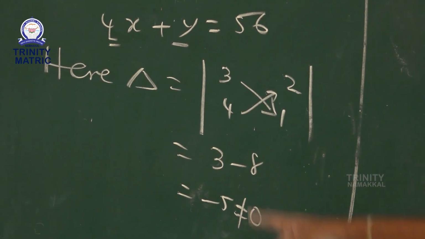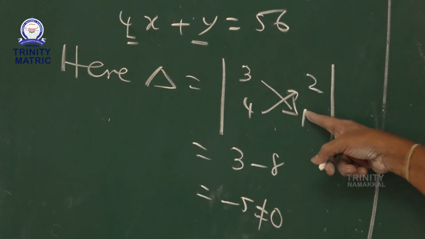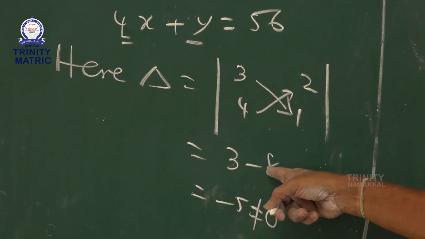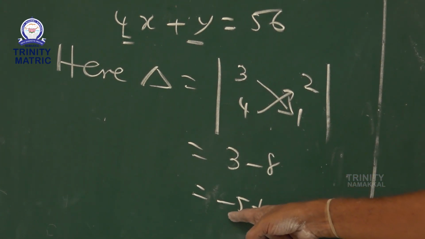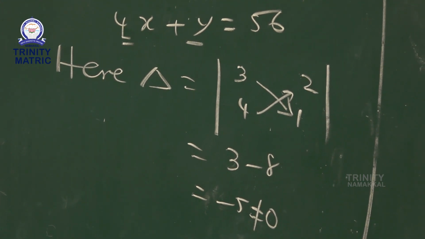We should not forget: first positive, while going down, positive. While crossing, you have to put a negative sign. 3 minus 8 minus 5 is not equal to 0, so Cramer's rule is applicable.